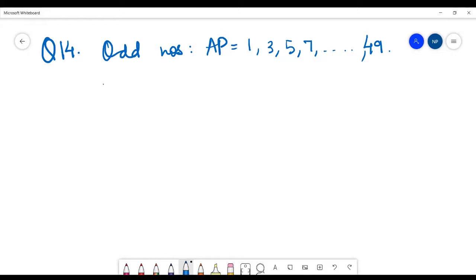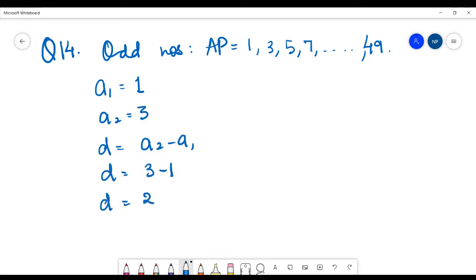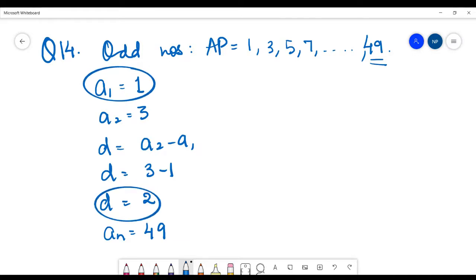Okay. So here we know A1 as 1, A2 as 3. Can we calculate D? Yes, A2 minus A1. D is equal to 3 minus 1. D is equal to 2. Okay. So over here, our last term is what, children? Our last term, that is AN, is 49. So we have our A1, we have our D, and we have AN as 49. So we can now find out the sum.